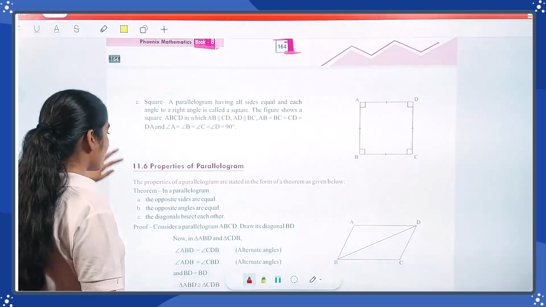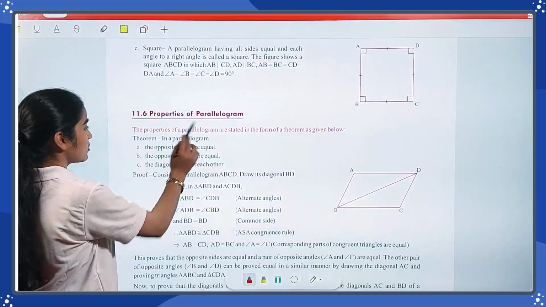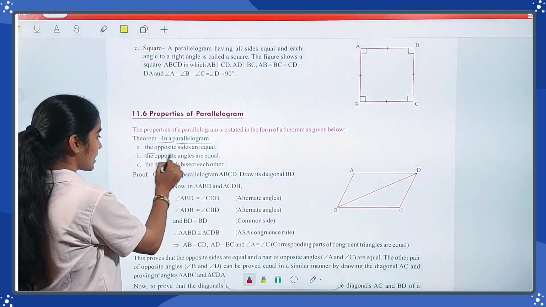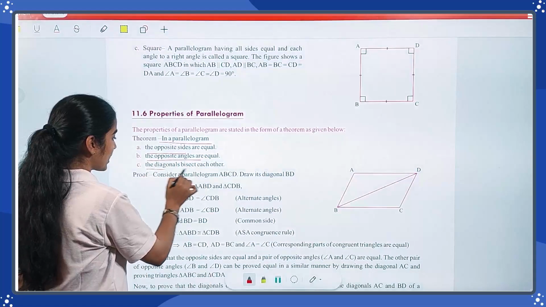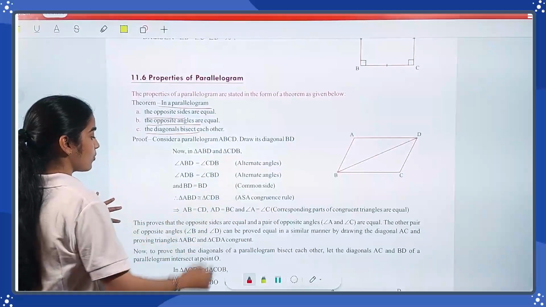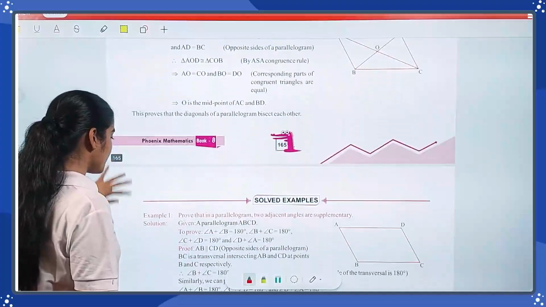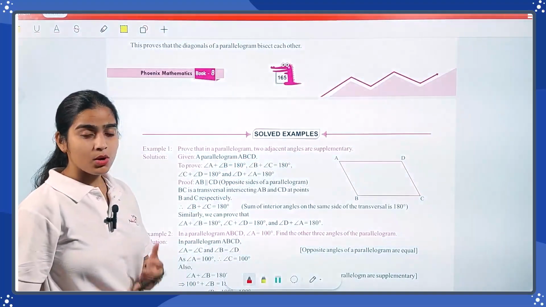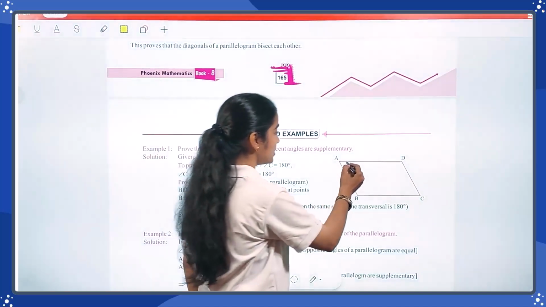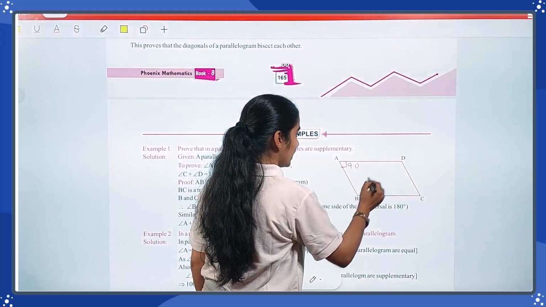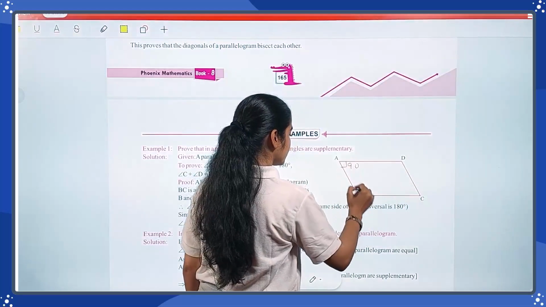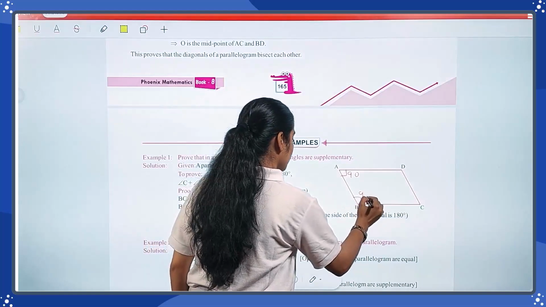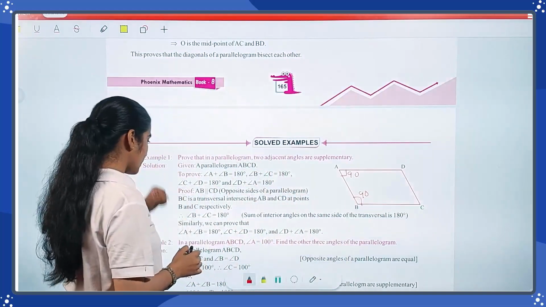So now we have the properties of a parallelogram. The properties of a parallelogram are stated in the form of theorems given below. In a parallelogram, the opposite sides are equal, the opposite angles are equal, the diagonals bisect each other, and we are proving these things also. Okay. So prove that in a parallelogram two adjacent angles are supplementary. Two adjacent angles are supplementary means, for example, this angle 90 degrees and this angle 90 degrees. In parallelogram ABCD, angle B and angle A, the sum of these two angles is 180 degrees.